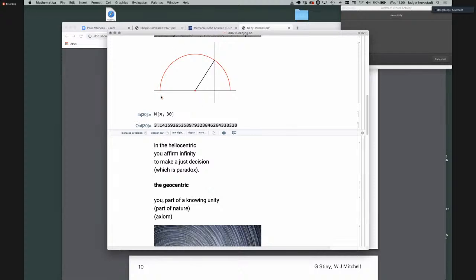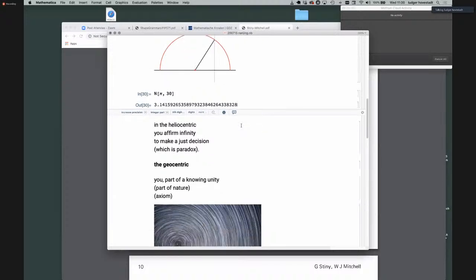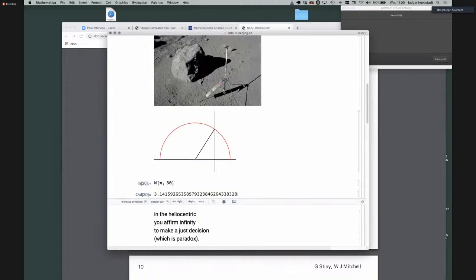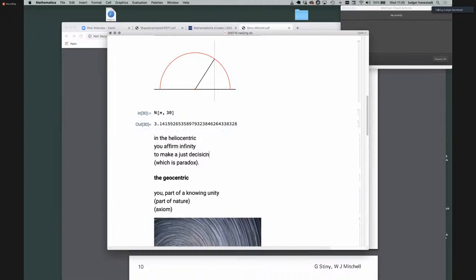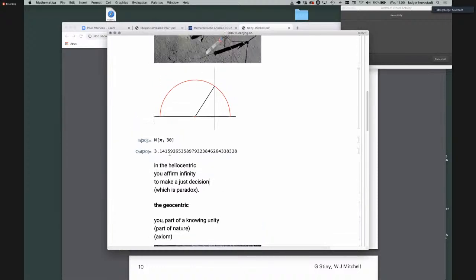So this is what the circle is. And because of that, you can't calculate that. So in the heliocentric world, you are affirming infinity and you just make a decision. You simply symbolize it, for example, with pi or with the square root of 2. And you simply say, I can't calculate it, but I can work with it. I can make some predictions. I make contracts. I can talk about it.